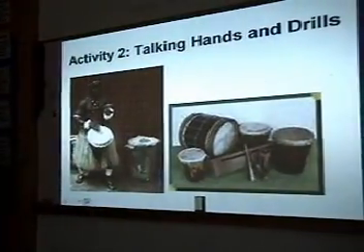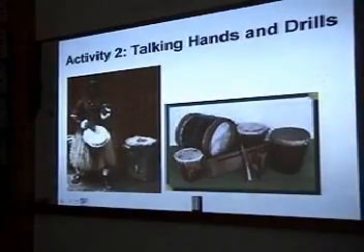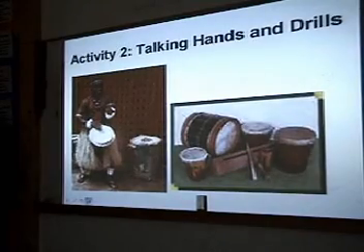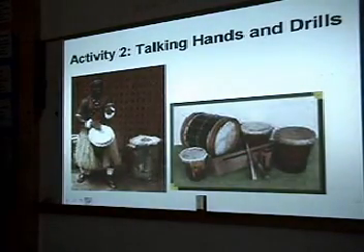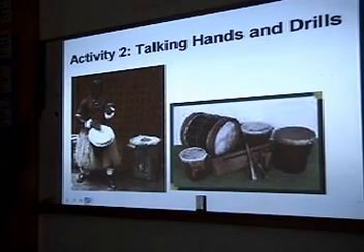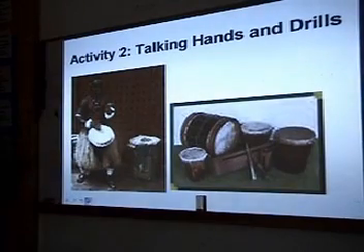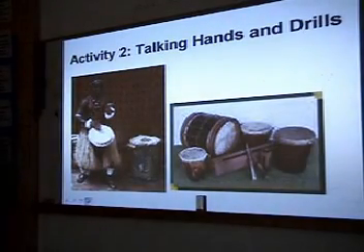Okay, the second activity is called Talking Hands and Drills. And the idea is there are some tribes or some groups where they had to communicate over long distances, and then they'd use drums, and you'd hear what the message was. So you're not hearing the words, but you're still getting the message. So that's the idea behind it.